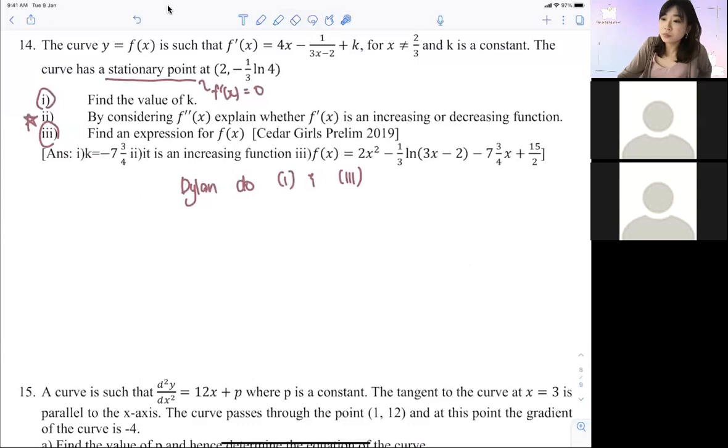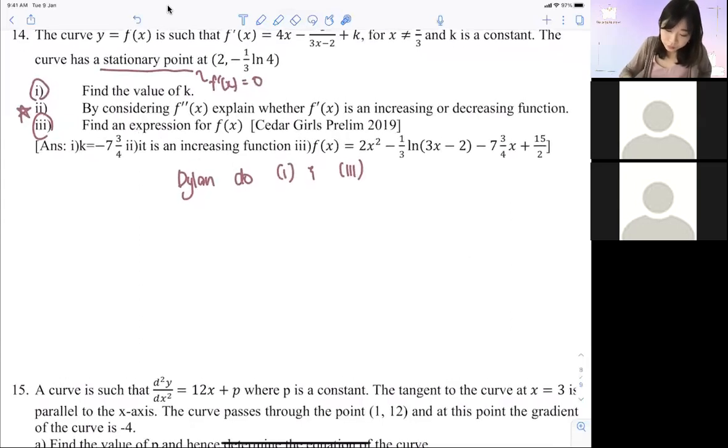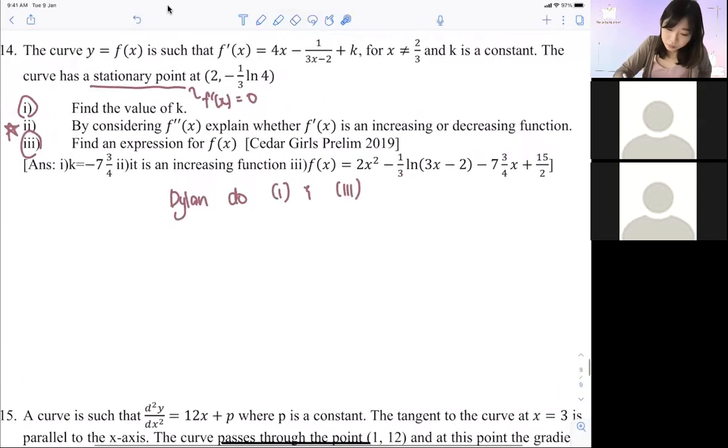You just ask this question. Wait, what's the differentiate of 1 over 3x minus 2? Is it 3 ln 3x minus 2? Let's integrate. So this one is, wait, bracket power, never mind. Method 2.